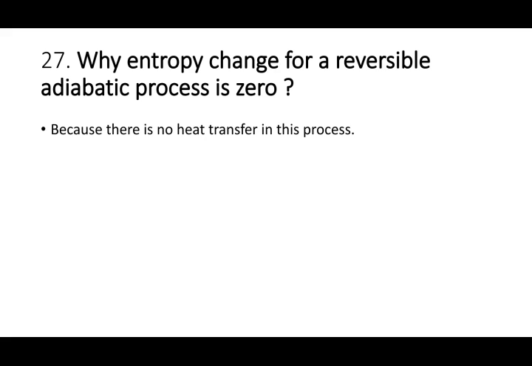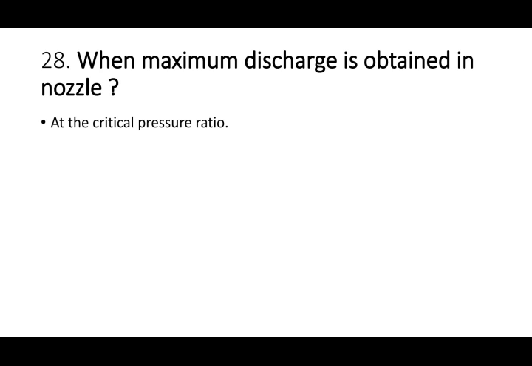Next question. Why is the entropy change for a reversible adiabatic process 0? Because there is no heat transfer in the process. In reversible adiabatic process, there will be no heat transfer, and that is why entropy change is 0. Next question. When is maximum discharge obtained in a nozzle? So the maximum discharge is obtained in a nozzle at a critical pressure ratio.